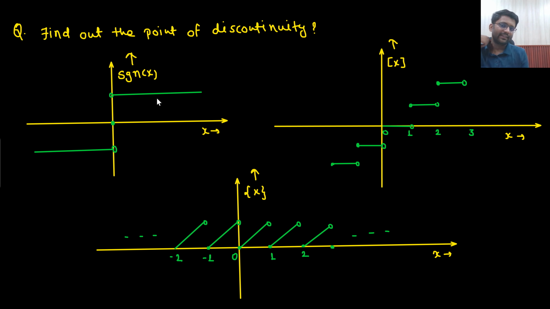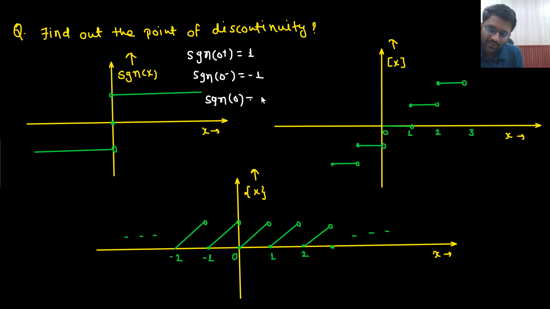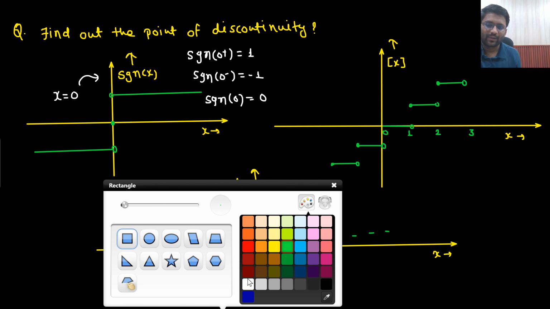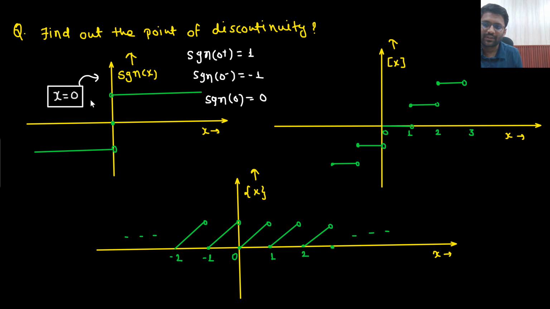You let me know where the signum x is discontinuous. Sir, if I talk about these values from here to here, it is completely continuous. Here if I talk about these values, the graph is smooth, everywhere it is continuous. But at x equals to 0, signum 0 plus is equal to 1, signum 0 minus is equal to minus 1, and signum 0 equals to 0. All three values are different. That means this function is discontinuous at x equals to 0.